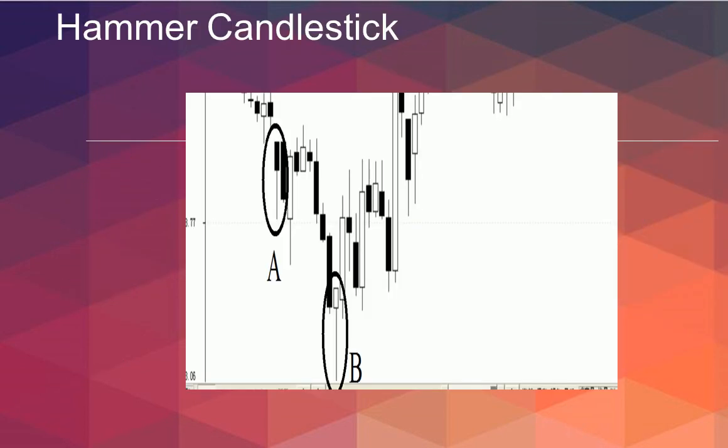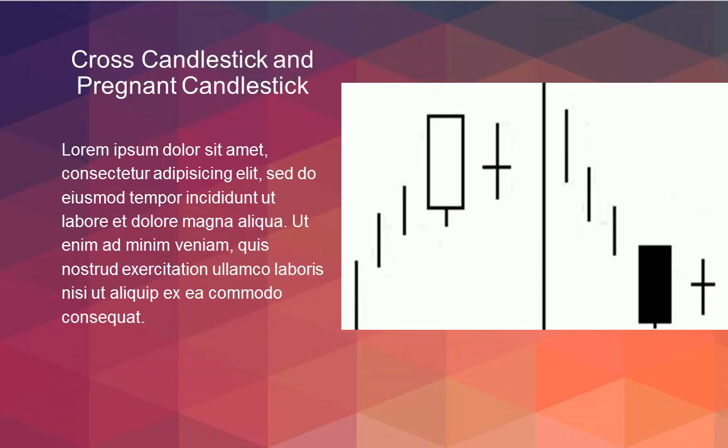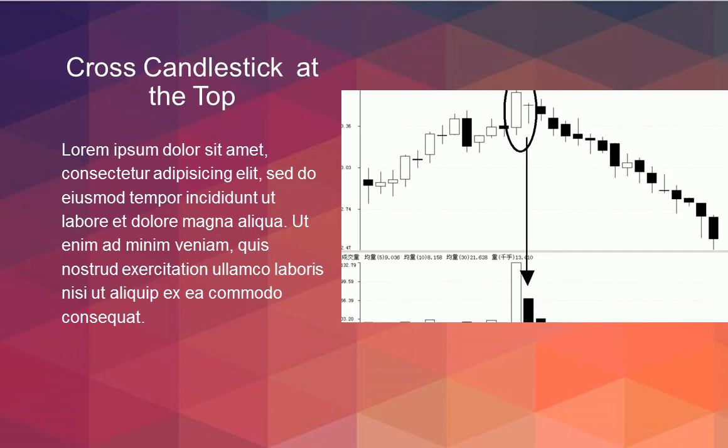Let's see the hammer candlestick. This is the hammer candlestick. If you see the bullish hammer candlestick, which means the market may have some chance. Then if you see this is the bearish hammer candlestick, the price may go down. Okay, so we can use this candlestick to judge whether the price is at top or bottom. Then this is the pregnant candlestick, okay? So you should pay more attention to this one.